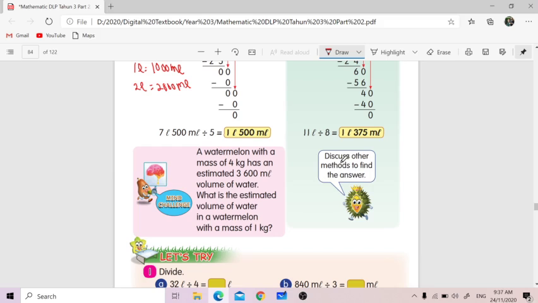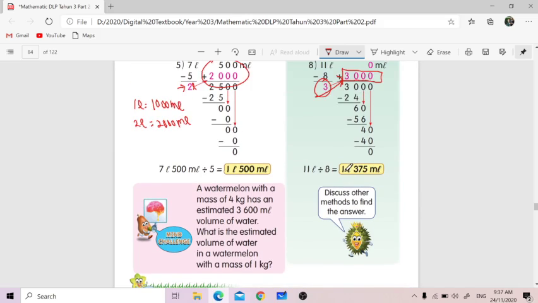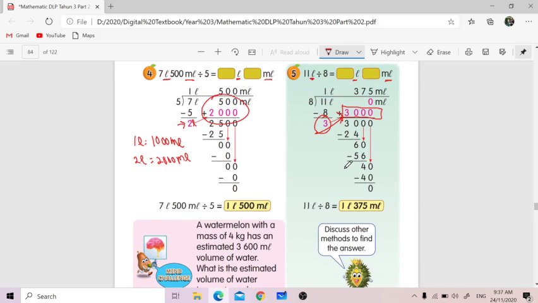Okay, discuss other methods to find the answer. Okay, about this. Okay, 11 liter divided by 8. Is there any method to find the answer besides this? Okay, besides this one, is there any method? Okay, if you have other methods, then you can share with me. Okay. If you find in other place, okay, other resources, how to find the same answer with different method. Okay, we have a mind challenge.